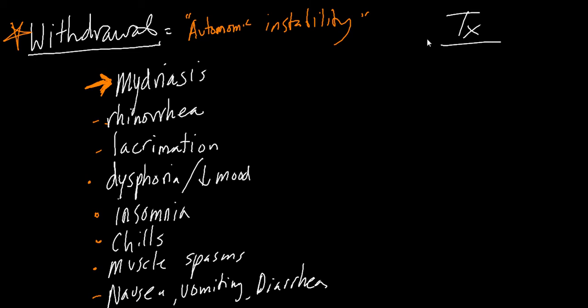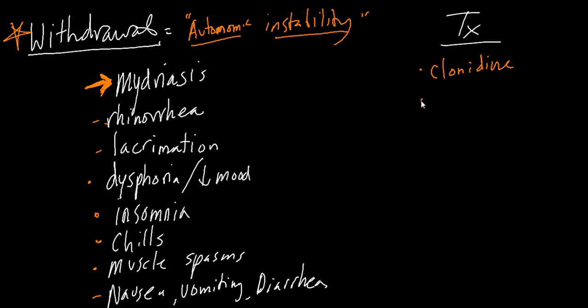Now, how are you going to treat a withdrawal of an opioid? Well, looking at our autonomic instability, we can offer clonidine. What is clonidine? That's an alpha-2 agonist, and alpha-2 agonists are going to decrease our sympathetic outflow. So we're going to try and regulate some of that autonomic instability.